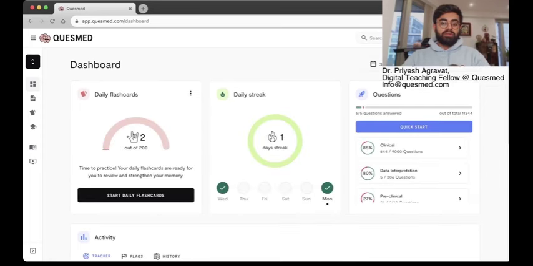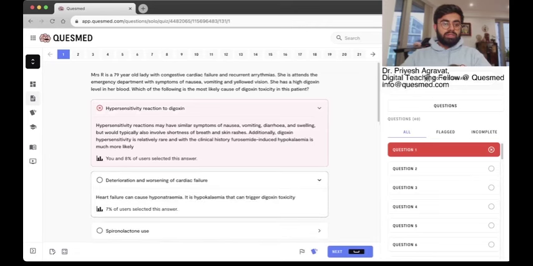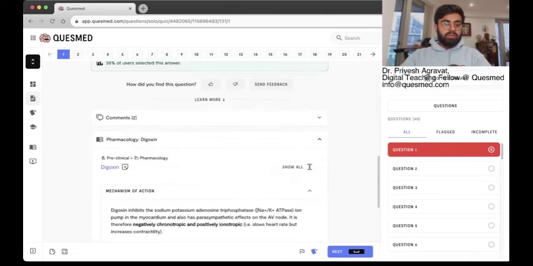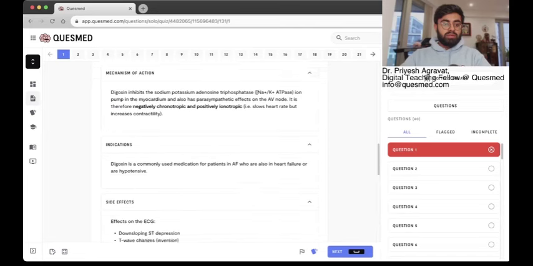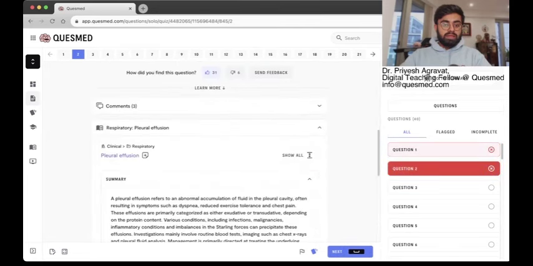Once you've bought a subscription and entered the QBank platform, the easiest way to start doing a set of unseen questions is hitting our Quick Start button. Then you'll see that for each question we have detailed explanations on why each answer is correct or incorrect, and we also have a page associated with each question. This goes into depth on everything that you need to know for that condition.